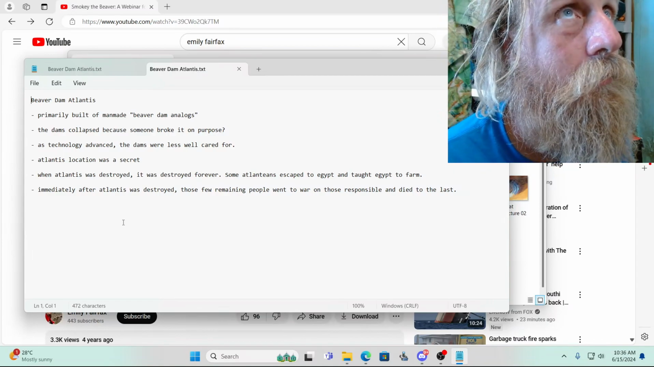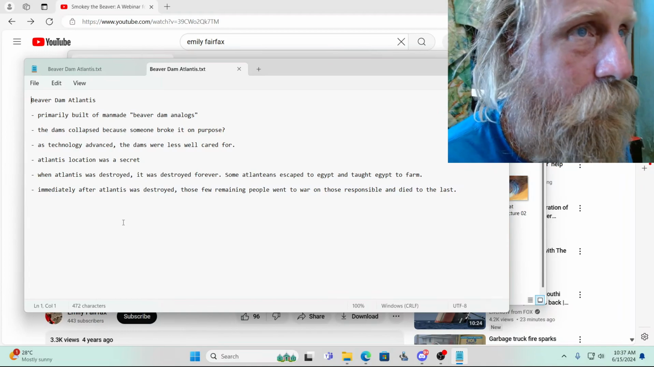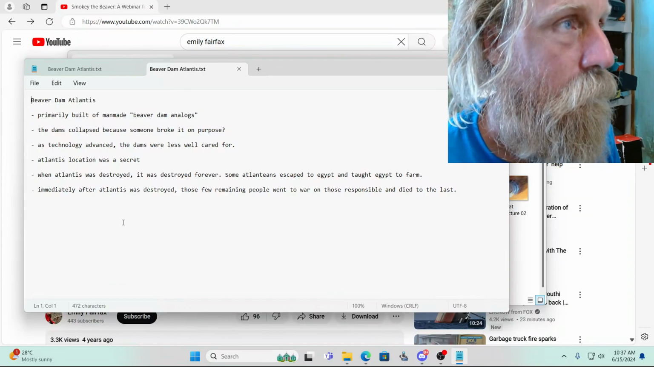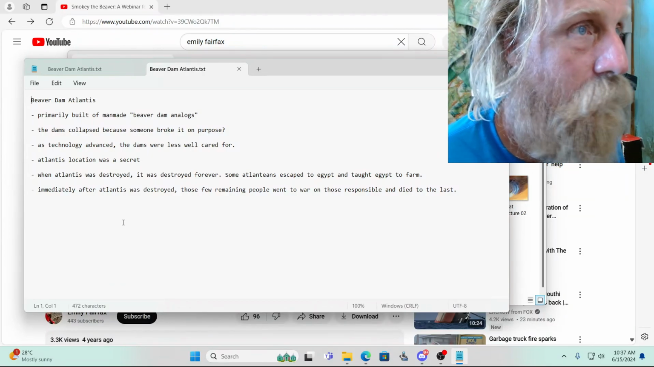And ever since then, we do not dam like that. We have very specific ways of damming. We're very careful. We're very safe about it.